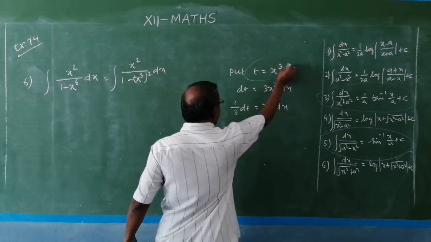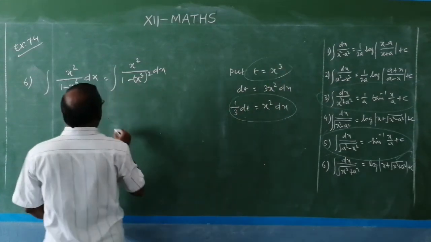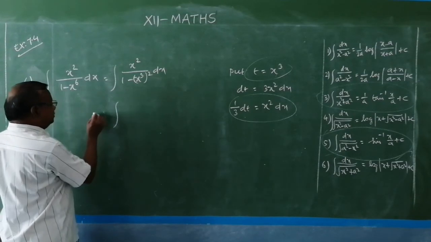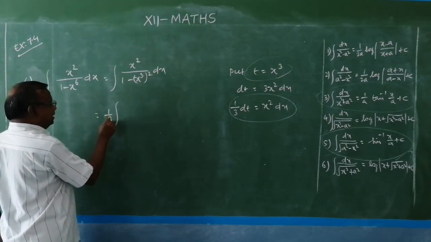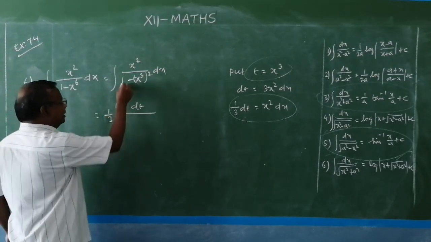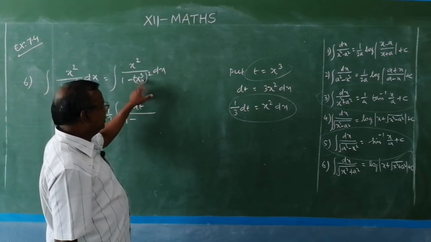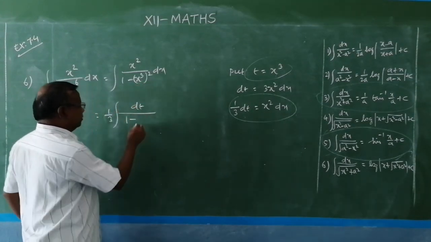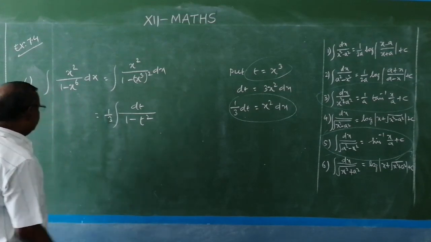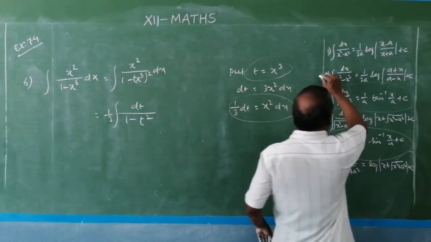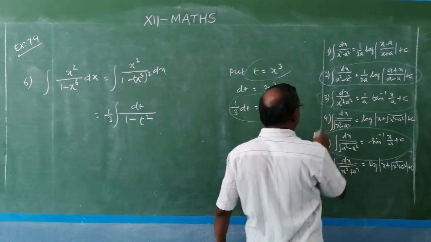We can substitute these values there. That is equal to integral, instead of x square dx we have to write 1 by 3 into dt, and the denominator is 1 minus x cube, that is x cube equal to t, and whole square equal to t square. It is in the form of a square minus x square. Here a square minus x square formula is the second formula.